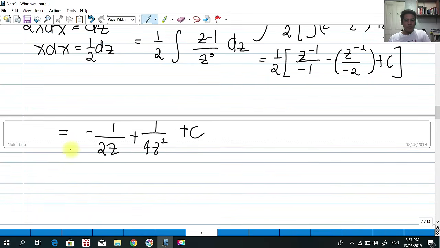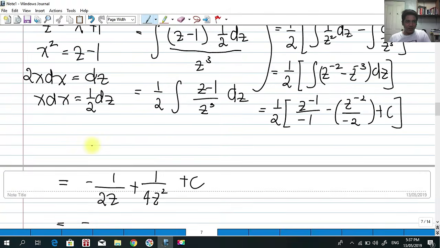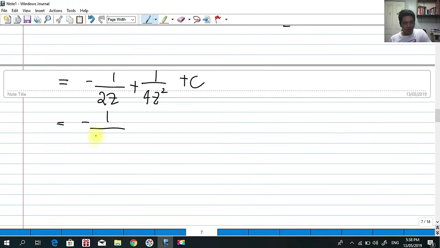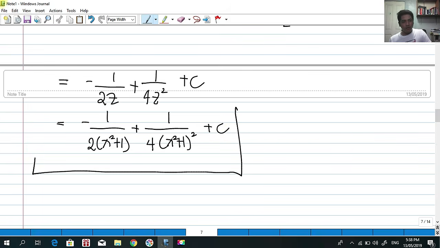And it's now time to substitute it back to its original variable. The z is equal to x squared plus 1. So that must be negative 1 over 2 times (x squared plus 1) plus 1 over 4 times (x squared plus 1) raised to 2, plus c. So that should be our final answer.